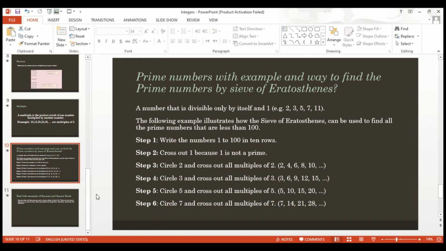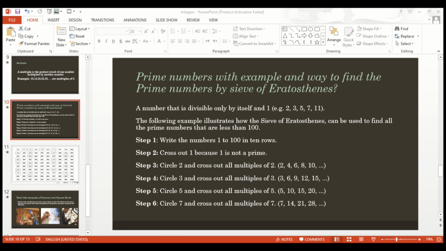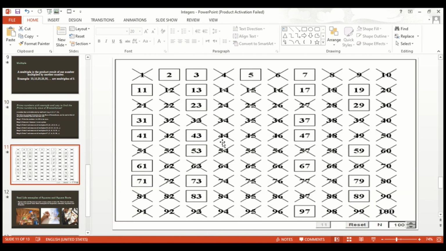Then, circle 5 and cross out all the multiples of 5. For instance, 5, 10, 15, 20, and so on. Step 6. Circle 7 and cross out all the multiples of 7. For instance, 7, 14, 21, 28, and so on. Once you are finished, it should look something like this. The numbers which are in a square are prime numbers, while the numbers which are crossed aren't.